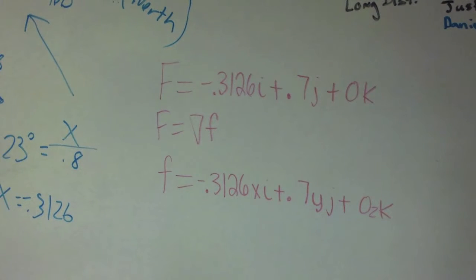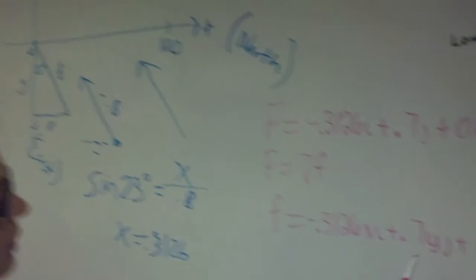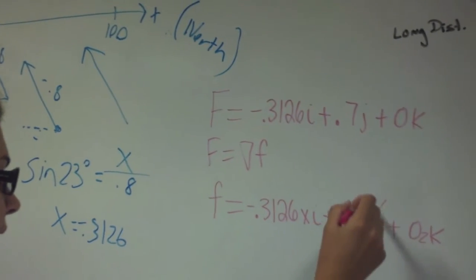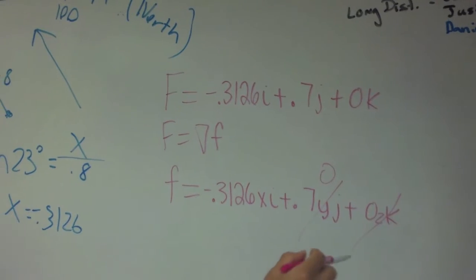Right here we made a mistake. Little f is not a vector after we take the integrals of the gradient. We can actually write little f as a function and get rid of i and j. And since the y direction doesn't really matter, this cancels and that's 0, and we're not using z either.